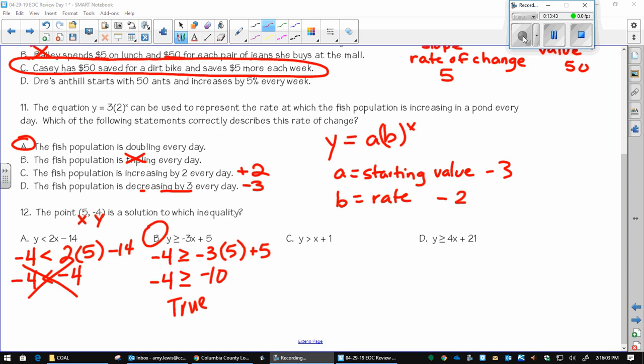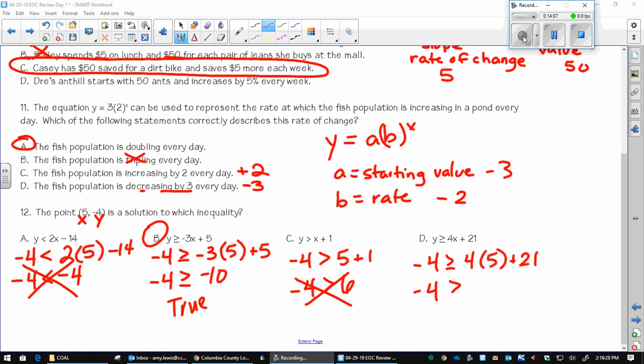Okay, just to be safe, let's go ahead and test the other ones and see if there are multiple correct answers. We have y, which would be -4. -4 is not greater than 6, so that is false. And plugging in -4 for y and 5 for x again, well, this is going to say -4 is greater than or equal to, I don't know, something huge here. What is that, 41? Definitely not true. So the correct answer is only B in this case.